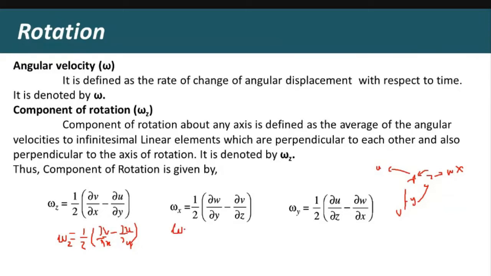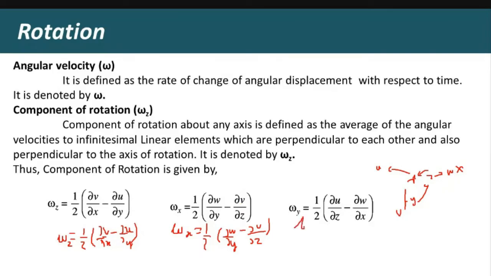Similarly, here omega x. OK, so omega x = 1/2 (∂/∂ − ∂/∂). Again here after x comes y, after y comes z, then the z component is w, which will be taken with y, and the component v will be taken with z. OK, so ∂w/∂y − ∂v/∂z.